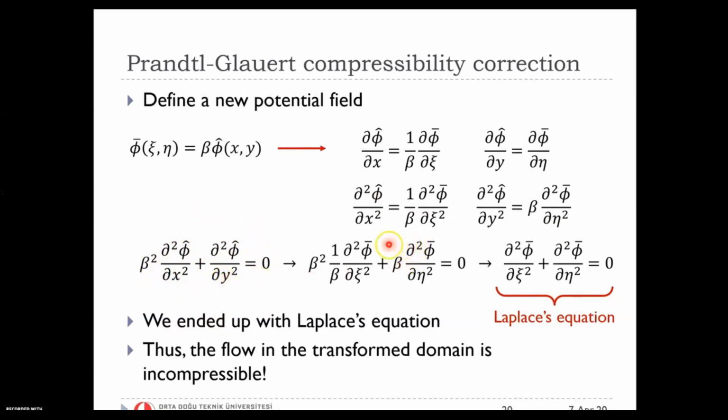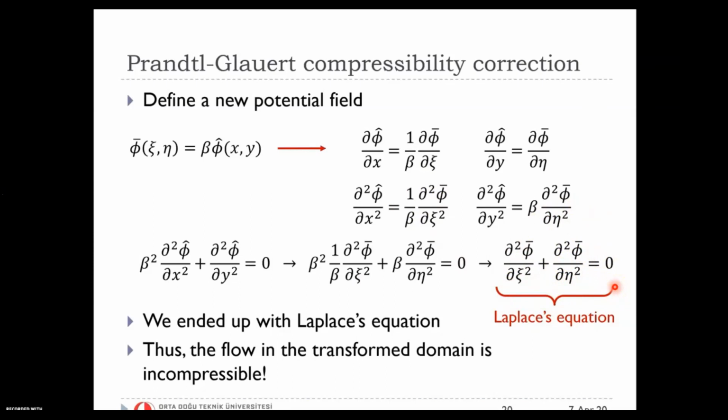So now we have the corresponding terms in the transformed domain in terms of the new potential field. If you replace these into this equation, then the new equation becomes the second derivative of phi bar, our potential field in the transformed domain, with respect to psi, plus the second derivative of phi bar with respect to eta, and the sum of these two equals 0. Now this equation should look quite familiar to you, because this is nothing but the Laplace equation.